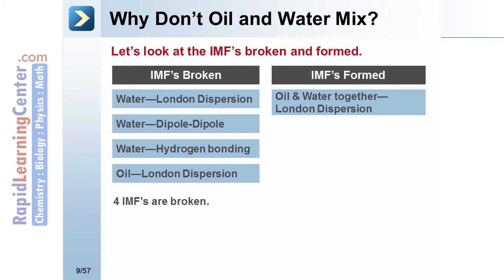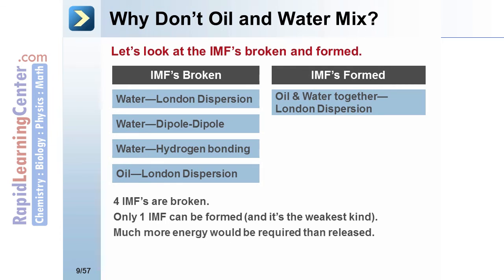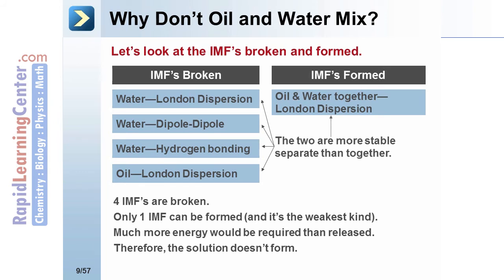4 intermolecular forces are broken, including the much stronger dipole and hydrogen bonding. And only 1 intermolecular force can be formed, and it's the weakest kind. Much more energy would be required than released. Therefore, the solution does not form. They are more stable separate than together.